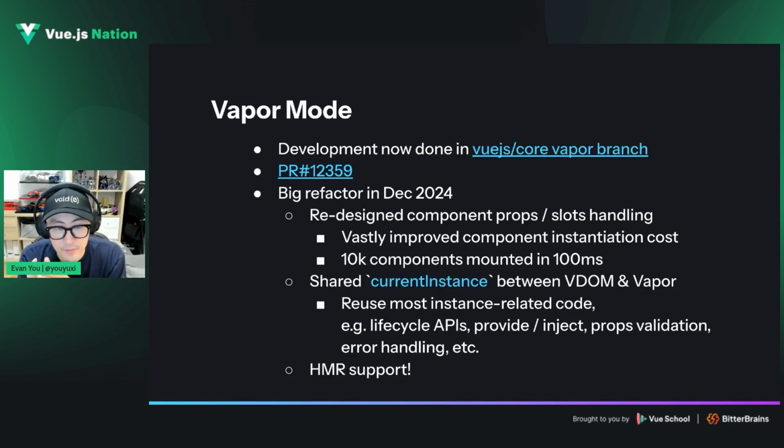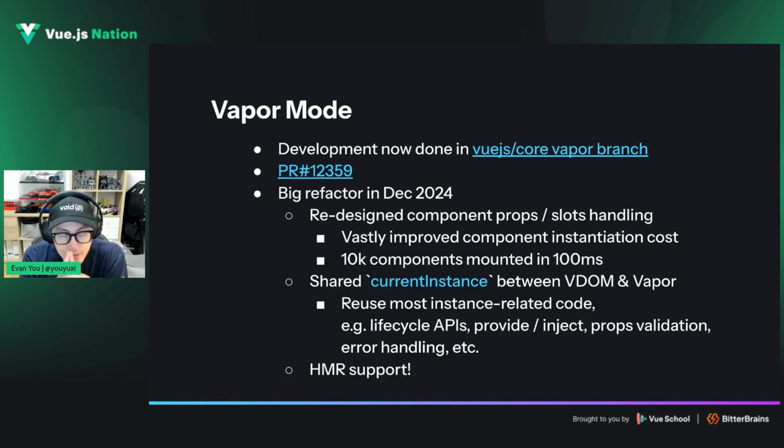So the latest Vapor Mode development is now happening in the core repo under the Vapor branch. And there is an open PR in case you want to see the changes, the diffs. It's a massive PR. There are hundreds of commits in that PR, and there's still tons of work to do. But if you're interested, check it out, and we're welcoming any sort of participation and contribution.